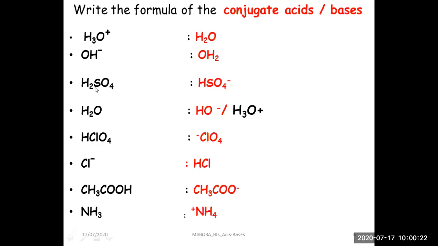H2SO4, proton rich, will donate a proton and will be converted into the anion HSO4 minus. So it's the conjugate base of H2SO4. Cl minus will accept a proton and will be converted to HCl. So this is a base and its conjugate acid, and so on. So this is what they have explained as conjugate acid-base pairs.